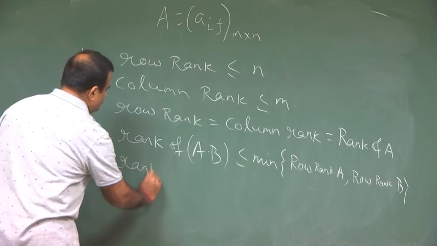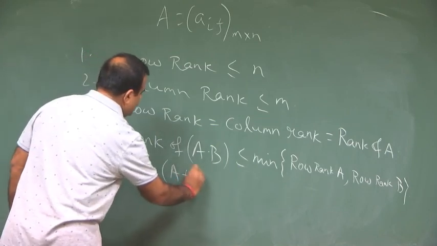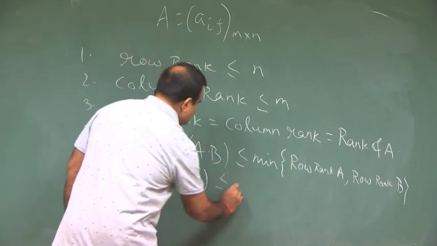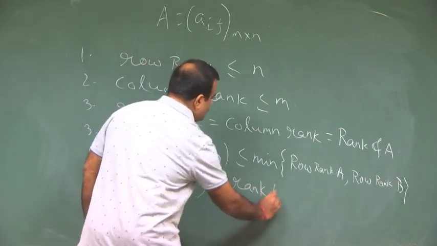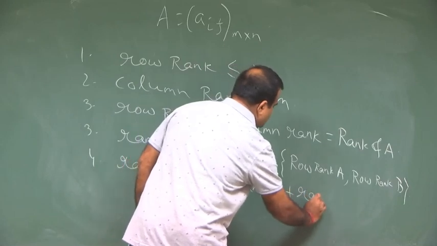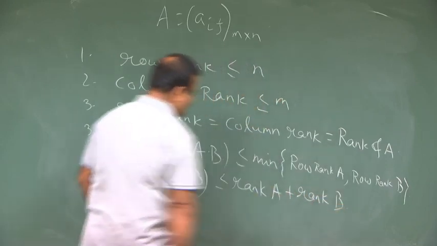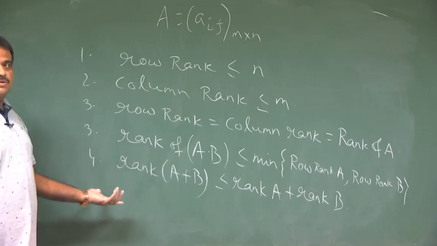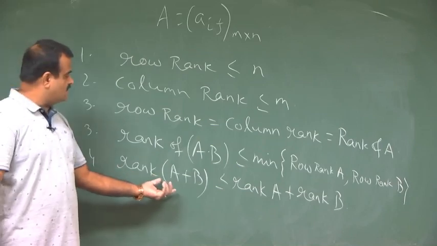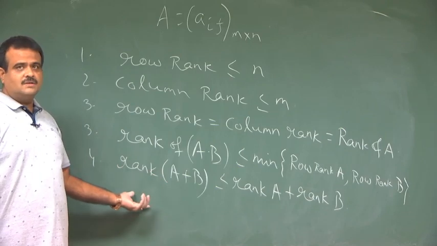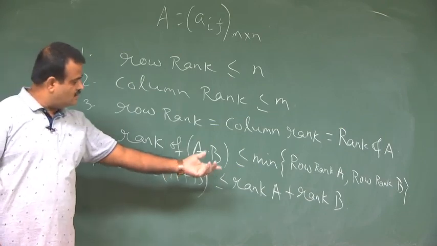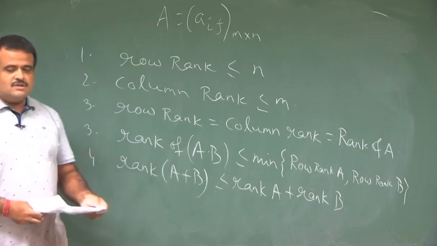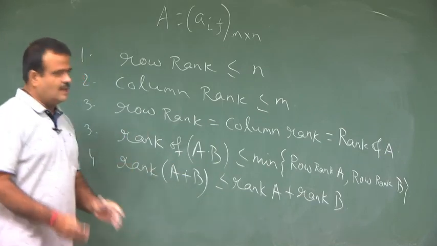And the last theorem is, the rank of A plus B. This also we can prove using row rank or column rank: it is less than or equal to rank of A plus rank of B. We will prove this using the row rank or column rank. So, the rank of this is nothing but the row rank of this, and the row rank of this is less than or equal to the row rank of A plus the row rank of B. This proof will be given in the lecture note.